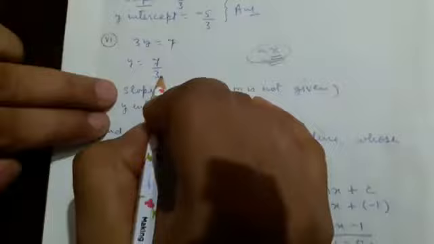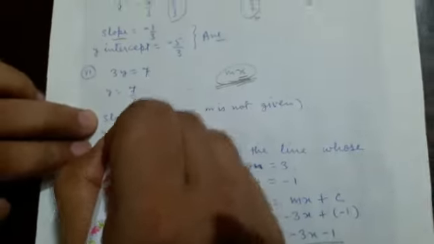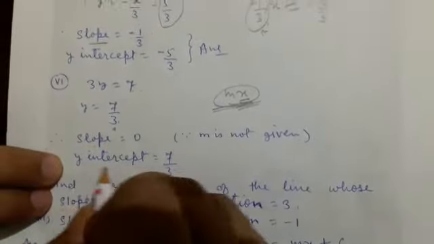In the next question, it is given 3y is equal to 7. So y is equal to 7 by 3. Here the value of mx is not given. Only a constant number is given, so this value represents the y-intercept. There is no mx, or slope. So we will write slope is equal to 0 and y-intercept is equal to 7 by 3. This will be our answer.